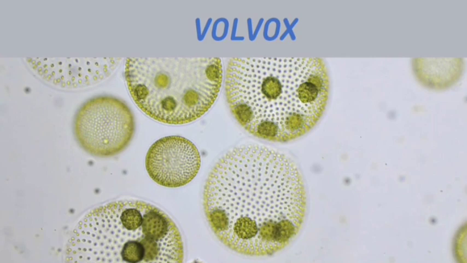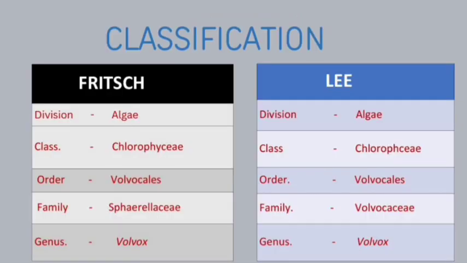Now let's move on to another page, in which we are talking about the classification of Volvox. Here we can study both types of classification, the one given by Fritsch and the other given by Lee. According to Fritsch, he placed Volvox in division Algae, class Chlorophyceae, order Volvocales, family Sphaeriales and genus Volvox. According to Lee, the division is Algae, class is Chlorophyceae, order Volvocales, family Volvocaceae and the genus is Volvox.